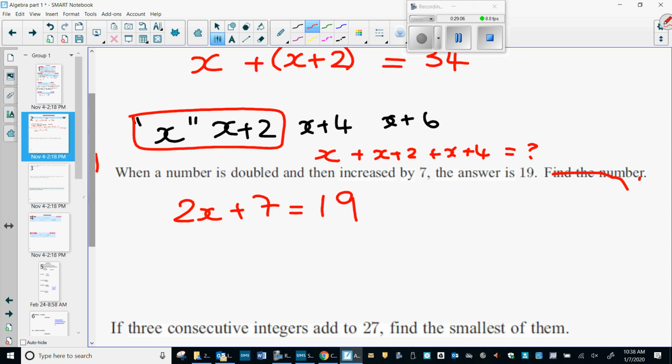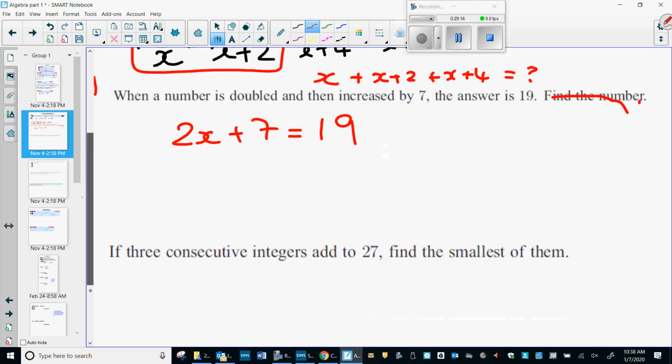Now, do you have to use the letter x? No, you can use any letter you wish. I would suggest not O or I, because they often look like ones and zeros.